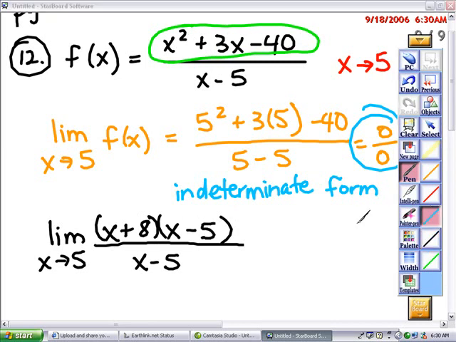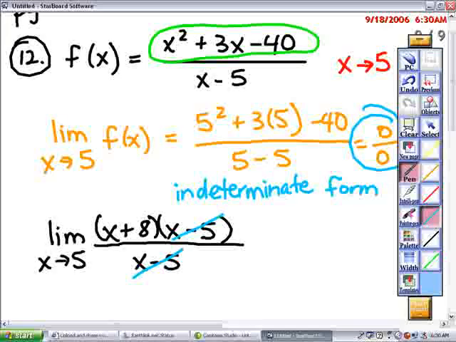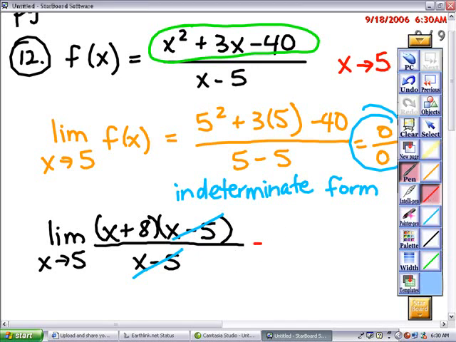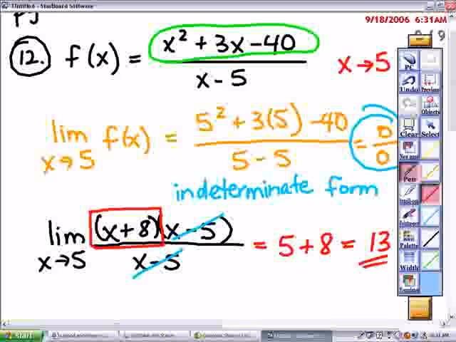And now I can eliminate the factors that match, that are creating the indeterminate form, and that are creating the hole on the graph. Now I can take what's left and I can use direct substitution. So if I plug in 5, the limit is 13.